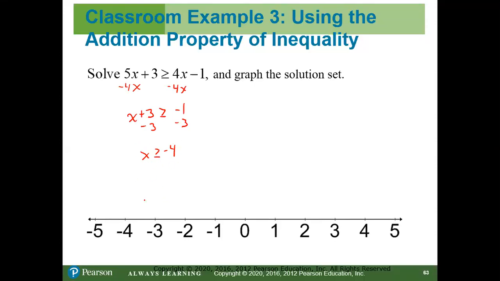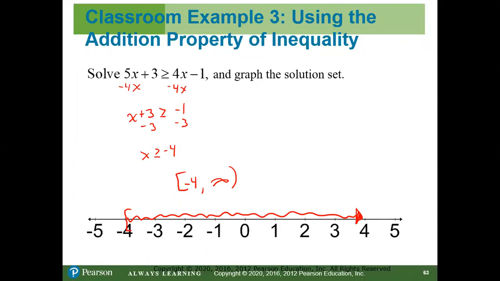It's a greater than or equal to. So we're going to use a bracket at -4, and we are going to head in this direction because these are all the values that are greater than or equal to -4. We also know that the interval will be from -4, since that's the minimum, and it is heading all the way to positive infinity.